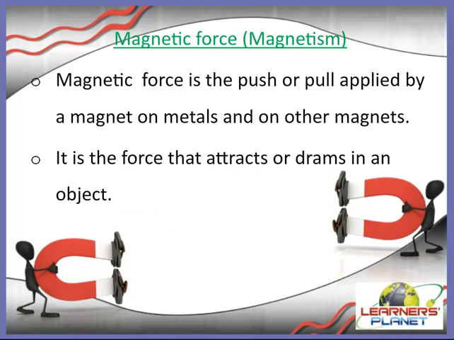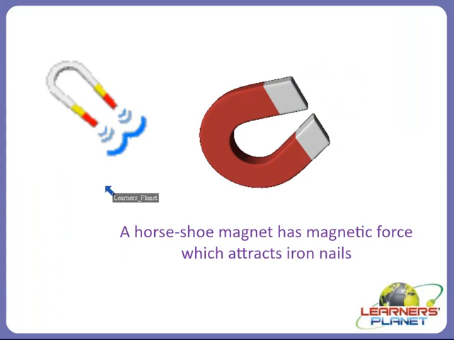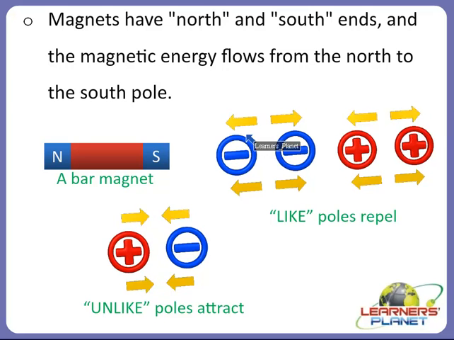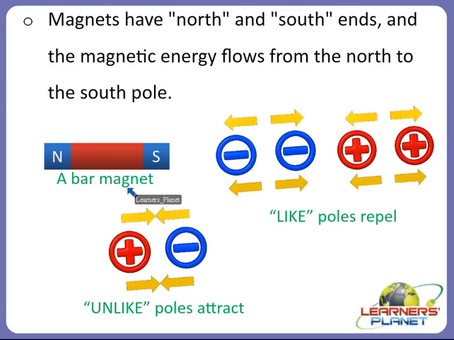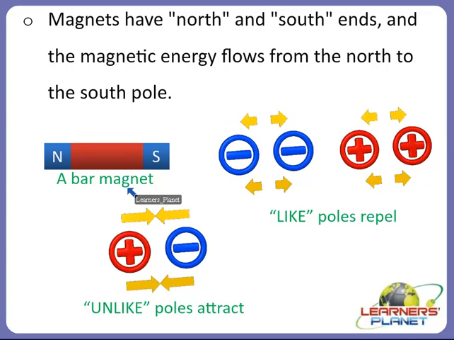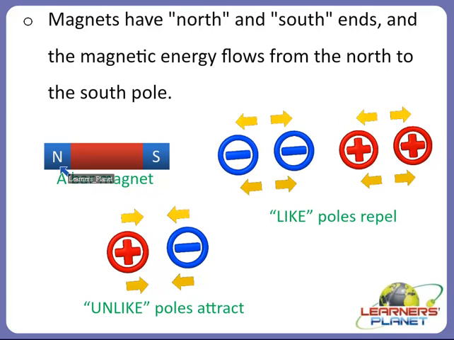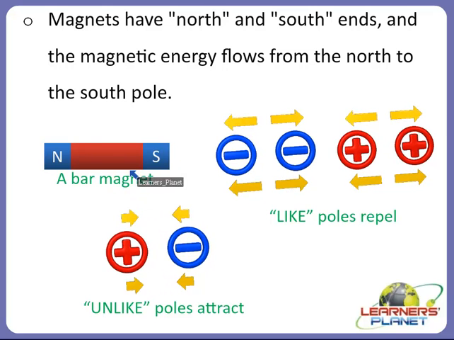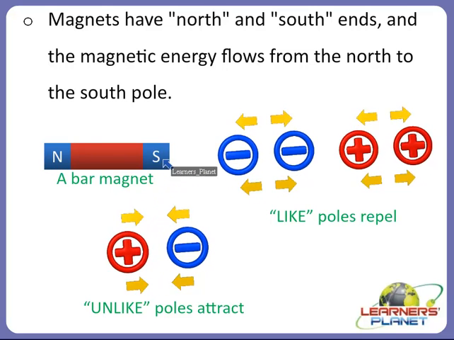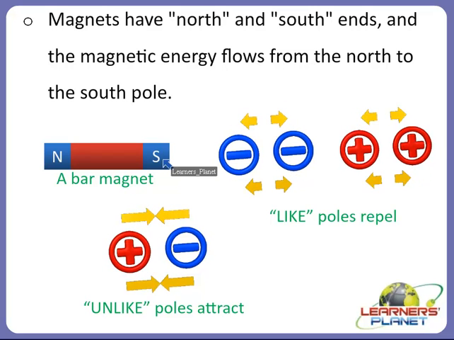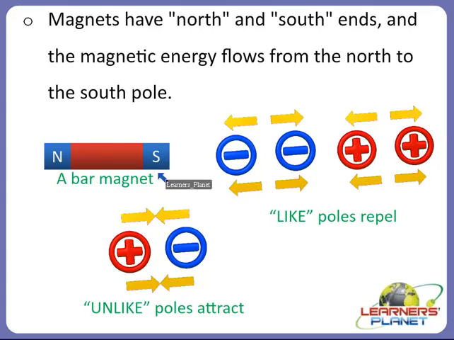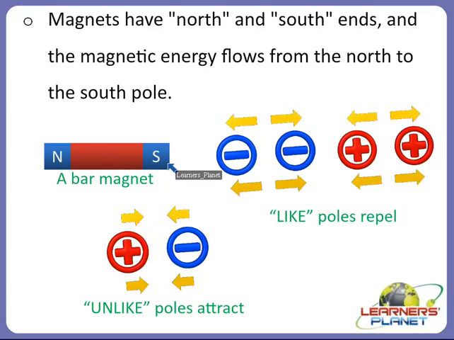We can find a couple of bar magnets or a horseshoe magnet, right? Here is a horseshoe magnet that has magnetic force which attracts the iron nails, right? So here this force acts. We can see some more examples. This is a bar magnet, right? And it has north and south ends. You can see here this N is north and this S is south. So basically we can say that magnetic energy flows from the north to the south end.